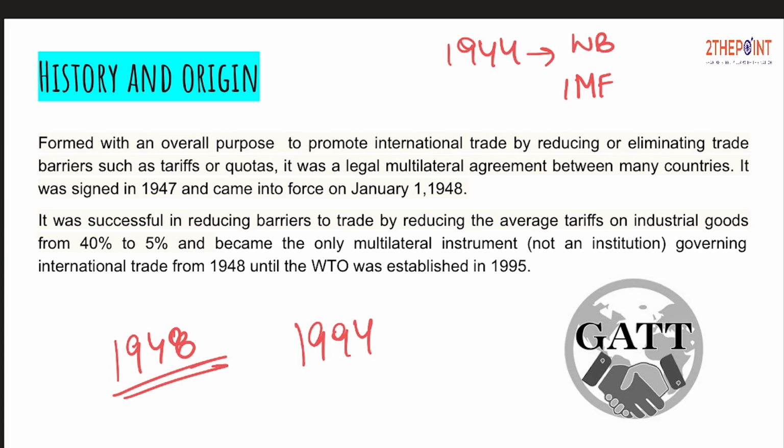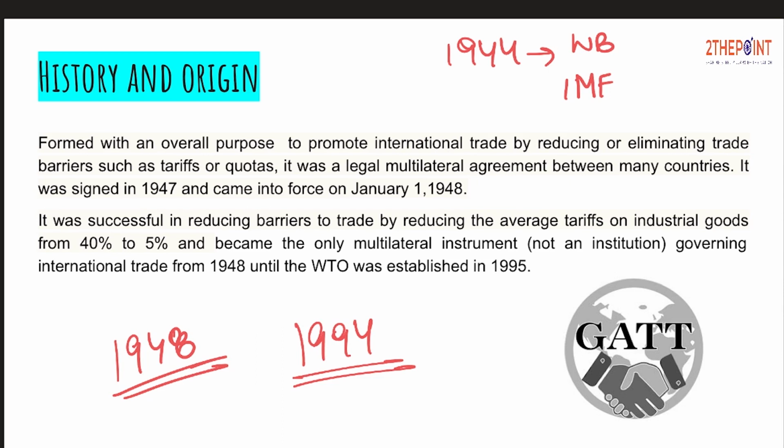In 1994-95 the World Trade Organization was formed. From 48 to 94, what governed the world trade? It was the General Agreement on Tariff and Trade. So we'll quickly go through the slide.